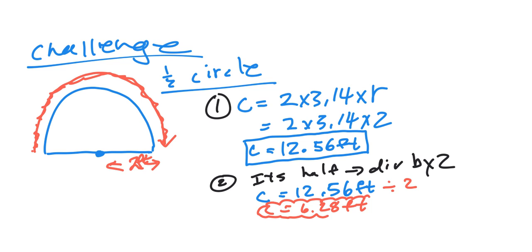Now you notice I only talked about this portion of our circle. If I ever asked you for the enclosed shape, we would have had to add these things here. Okay? Now the same thing can be done for a quarter circle, a third of a circle. You find the circumference and you divide by 2 for a half, 3 for a third, or 4 for a quarter. And we're done.